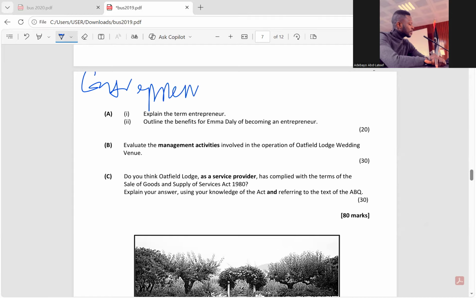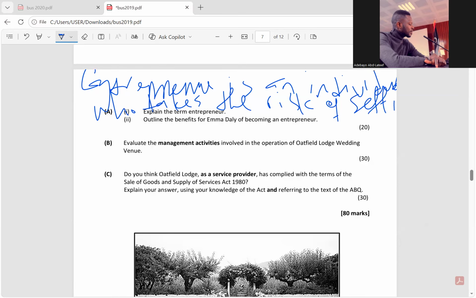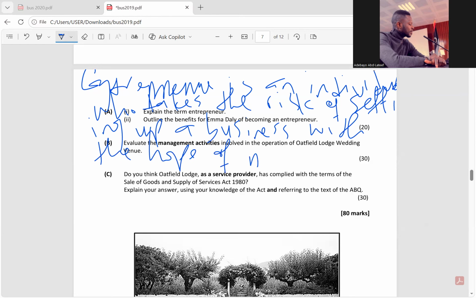An entrepreneur is an individual who takes the risk of setting up a business with the hope of making profit. That's the first question there. Do you get that?